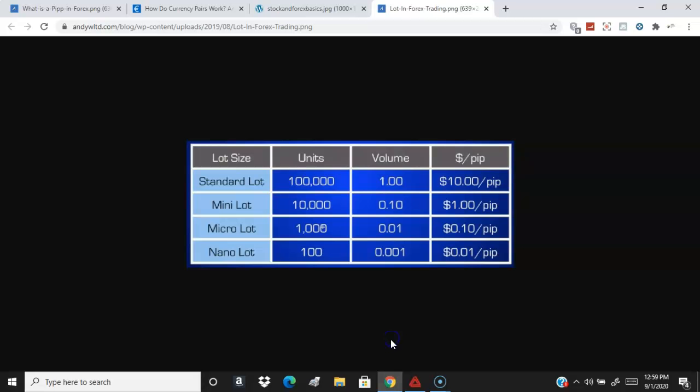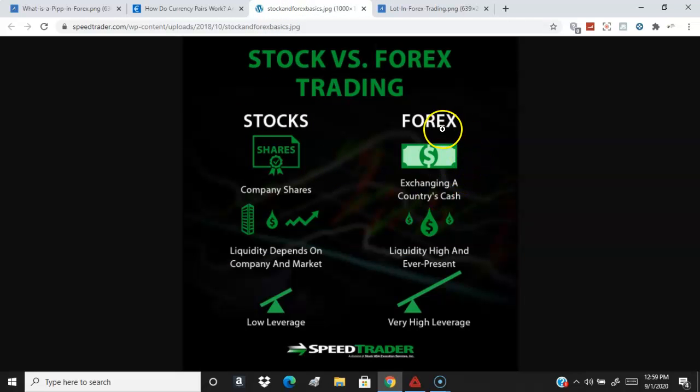Let's just review what we did today. Forex versus stocks. Forex is the exchange of currency. It's got a lot of liquidity in there, and it's high leverage. Stocks is the company shares. Liquidity depends on the market and the company. Low leverage. For stocks, if it's just penny stocks or anything like that, then you will get very high leverage and high liquidity. But if it's something like, say, Apple, it's low liquidity and low leverage.